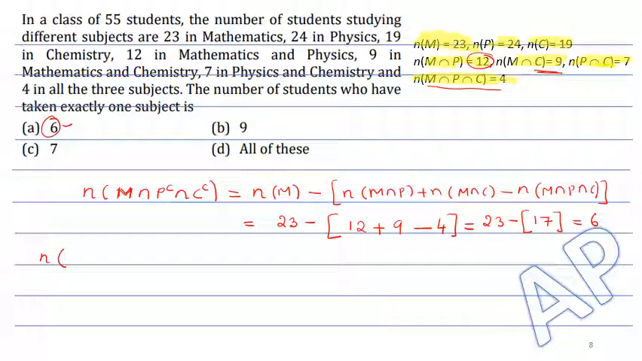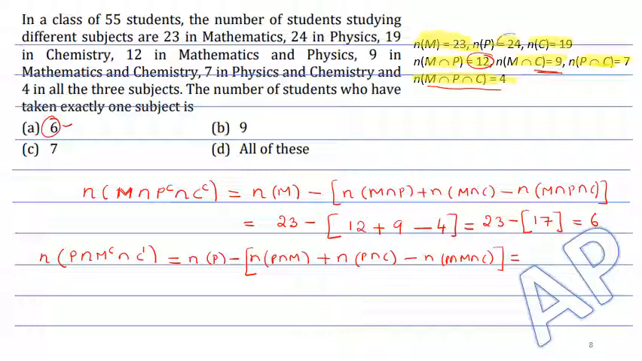ಸೊ ಅದಕ್ಕೆ ಫಾರ್ಮುಲಾ ಏನಾಗುತ್ತೆ, ಈಗ ನಾನು ಫಿಸಿಕ್ಸ್ ಓನ್ಲಿ ಅಂತ ಕ್ಯಾಲ್ಕುಲೇಟ್ ಮಾಡಿದ್ರೆ ಪಿ ಇಂಟರ್ಸೆಕ್ಷನ್ ಎಂ ಕಾಂಪ್ಲಿಮೆಂಟ್ ಇಂಟರ್ಸೆಕ್ಷನ್ ಸಿ ಕಾಂಪ್ಲಿಮೆಂಟ್ ಆಗುತ್ತೆ. ದಟ್ ಈಸ್ ಎನ್ ಆಫ್ ಪಿ ಮೈನಸ್, ಇಲ್ಲಿ ಸ್ಕ್ವೇರ್ ಬ್ರಾಕೆಟ್ ಹಾಕೊಳ್ತೀನಿ, ಎನ್ ಆಫ್ ಪಿ ಇಂಟರ್ಸೆಕ್ಷನ್ ಎಂ ಪ್ಲಸ್ ಎನ್ ಆಫ್ ಪಿ ಇಂಟರ್ಸೆಕ್ಷನ್ ಸಿ, ದಟ್ ಈಸ್ ಫಿಸಿಕ್ಸ್ ಅಂಡ್ ಕೆಮಿಸ್ಟ್ರಿ, ಮೈನಸ್ ಎನ್ ಆಫ್ ಪಿ ಇಂಟರ್ಸೆಕ್ಷನ್ ಎಂ ಇಂಟರ್ಸೆಕ್ಷನ್ ಸಿ, ದಟ್ ಈಸ್ ಫಿಸಿಕ್ಸ್, ಮ್ಯಾಥ್ಸ್ ಅಂಡ್ ಕೆಮಿಸ್ಟ್ರಿ, ಆಲ್ ದ ಸಬ್ಜೆಕ್ಟ್ಸ್. ಸೊ ಎನ್ ಆಫ್ ಪಿ ಎಷ್ಟಿದೆ ಅಂತ ನೋಡೋಣ.